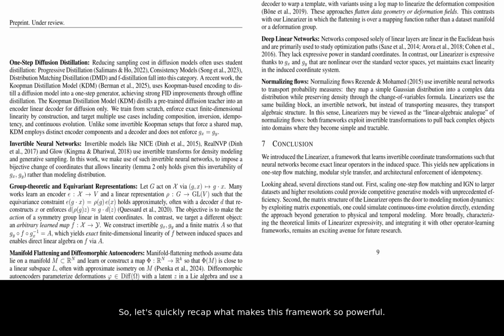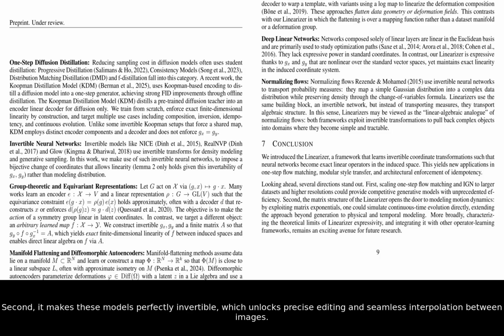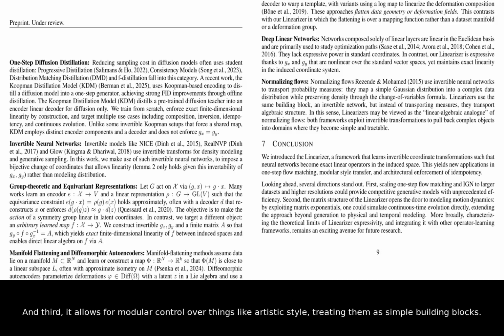So, let's quickly recap what makes this framework so powerful. First, it collapses hundreds of generative steps in diffusion models into one, making them incredibly fast. Second, it makes these models perfectly invertible, which unlocks precise editing and seamless interpolation between images. And third, it allows for modular control over things like artistic style, treating them as simple building blocks.